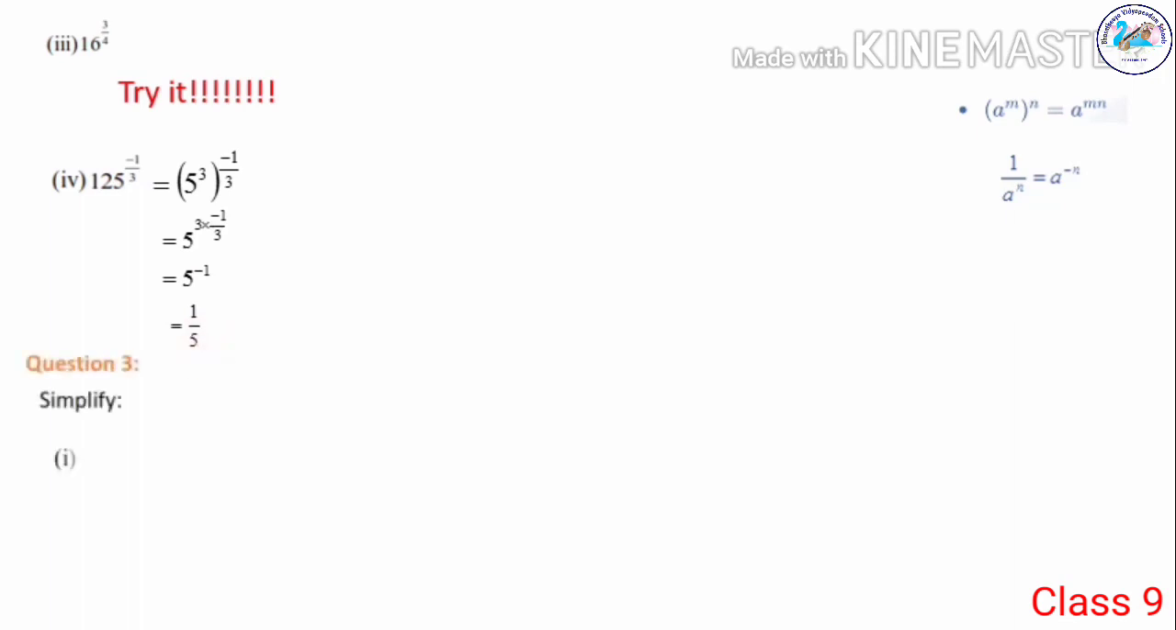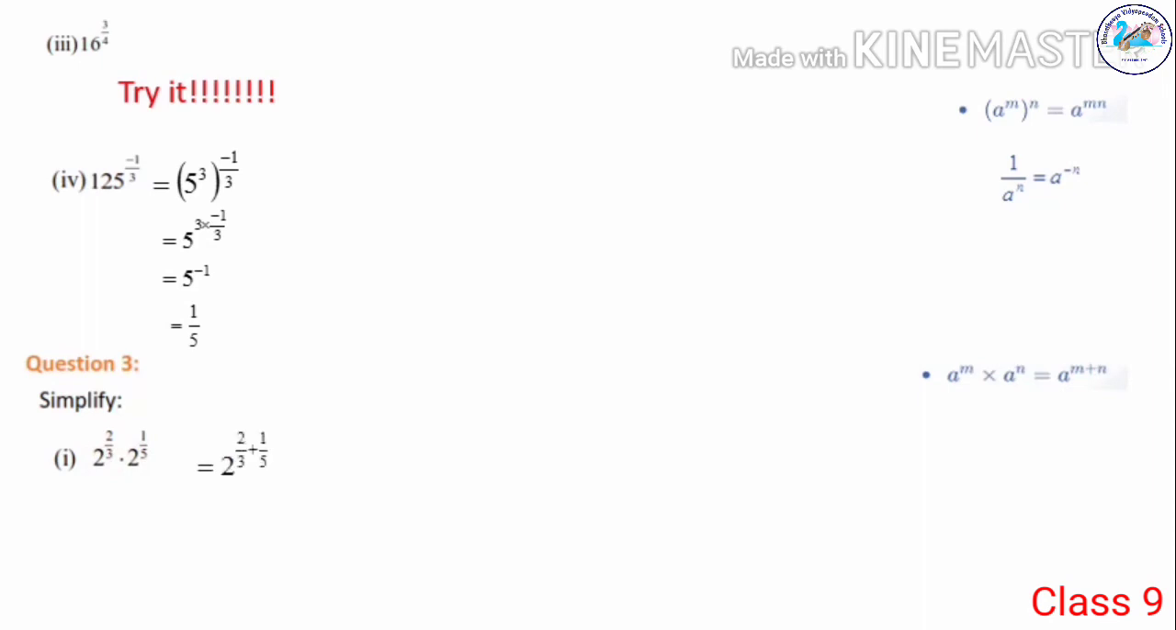Next question number 3. Simplify 2 power 2 by 3 into 2 power 1 by 5. Here there is a formula, a raised to m into a raised to n is equal to a raised to m plus n. Bases are same. Then if you want to calculate the product, just add the powers, a power m plus n. Here also bases are same, 2 is the base.